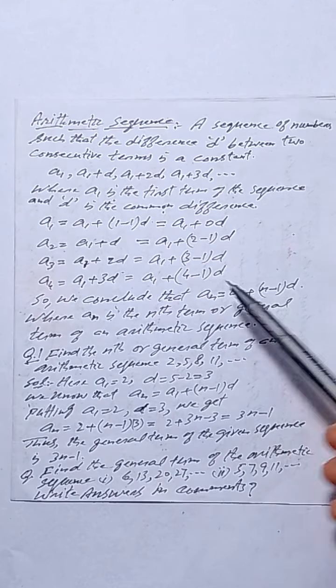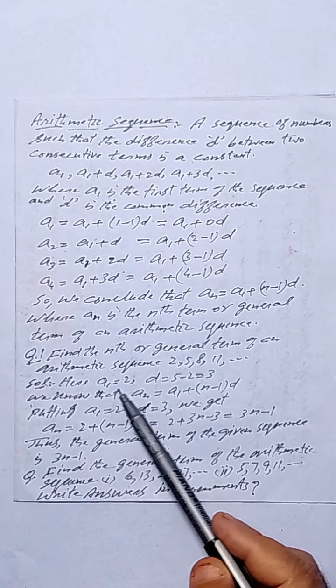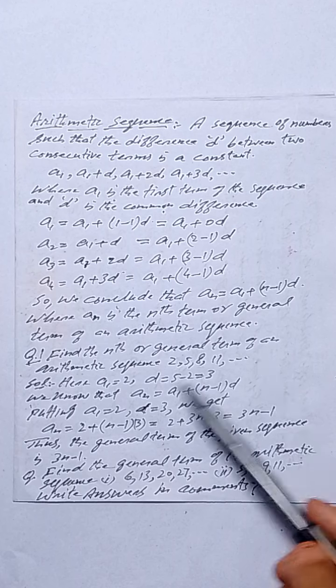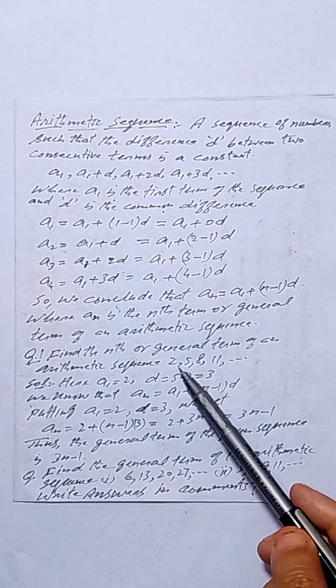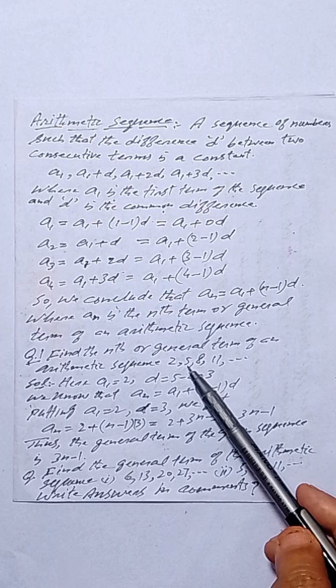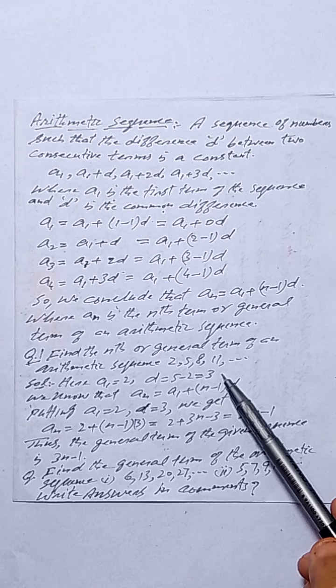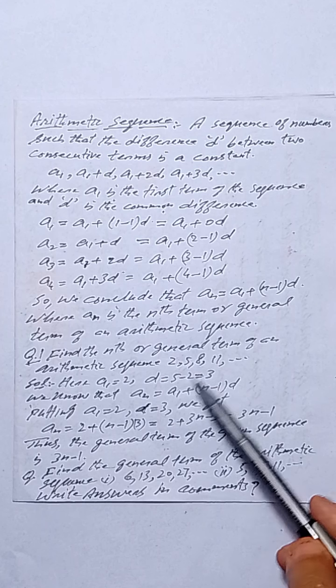So using this, find the nth or general term of the arithmetic sequence 2, 5, 8, 11, and so on. Here the first term is 2 and the common difference is the same: 5 minus 2 is 3, 8 minus 5 is 3, 11 minus 8 is 3, between two consecutive terms. So we decide the given sequence is an arithmetic sequence.